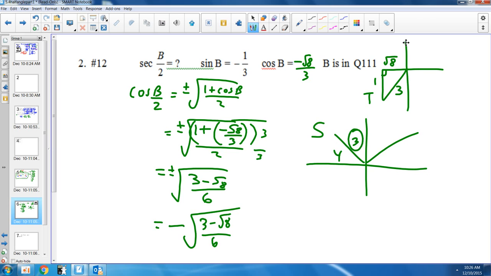You want the reciprocal of that. So that means that you're talking about negative, oops, let me do that again, negative square root of 6 divided by 3 minus 2 square roots of 2. That's your answer. They're getting complicated. We're not going to worry about the radicals and the radicals.